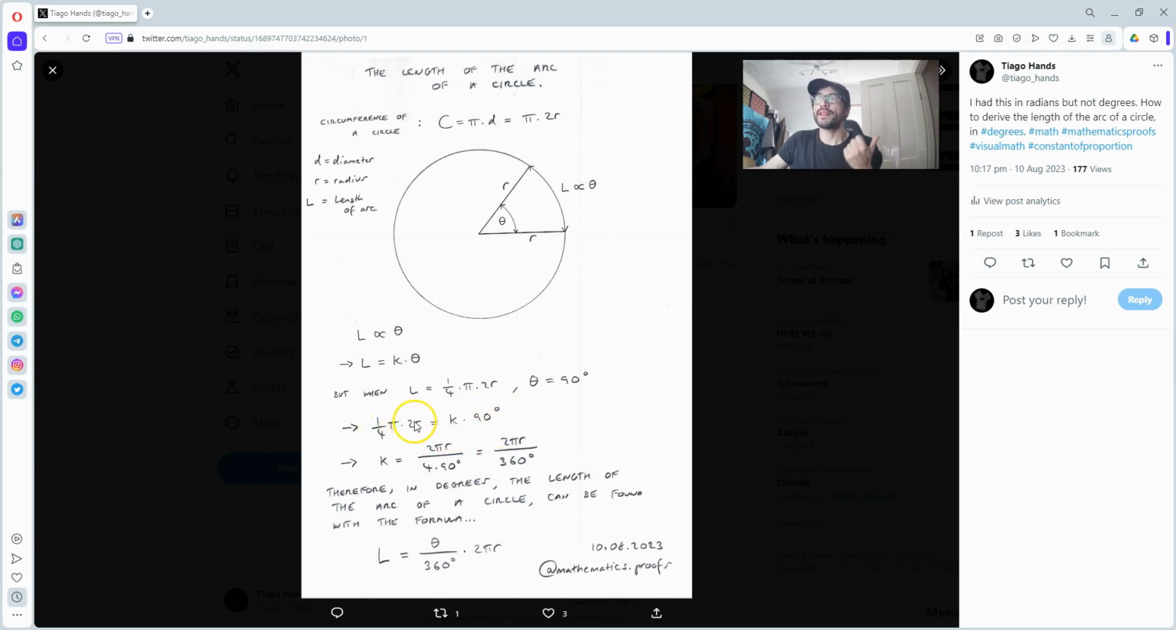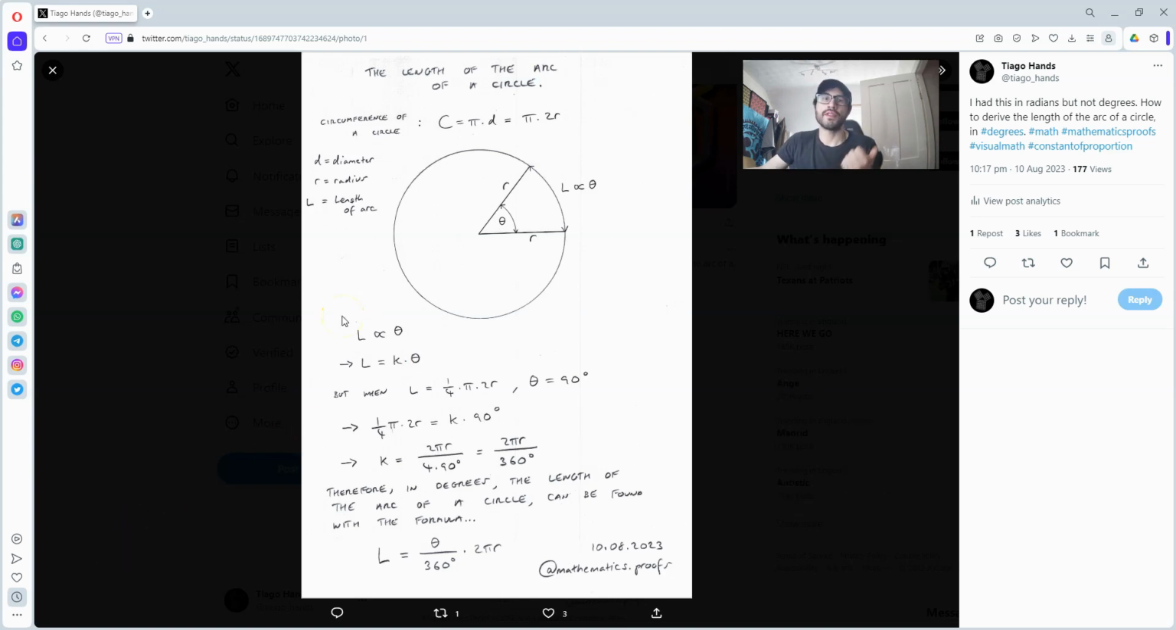From here, what we can do is divide both sides of this equation by 90 degrees so that we isolate k. And what we get for the value of k is 2 pi r over 360 degrees. So this is k, the constant of proportionality, and we can plug it back in to this equation over here to get the value of L using degrees.